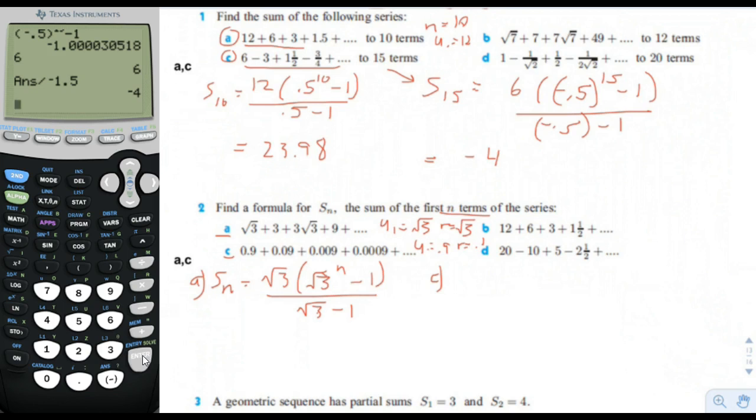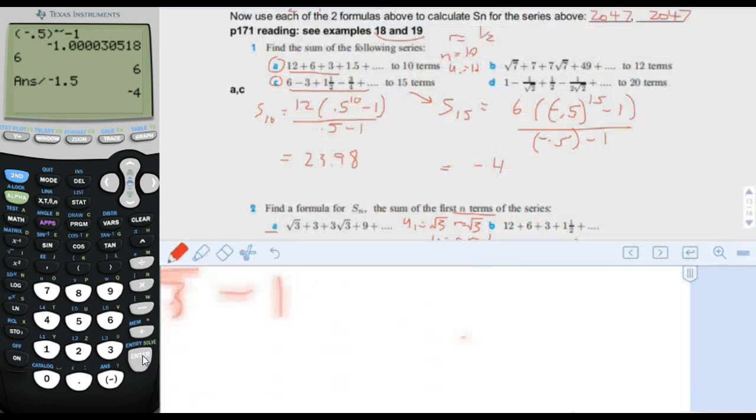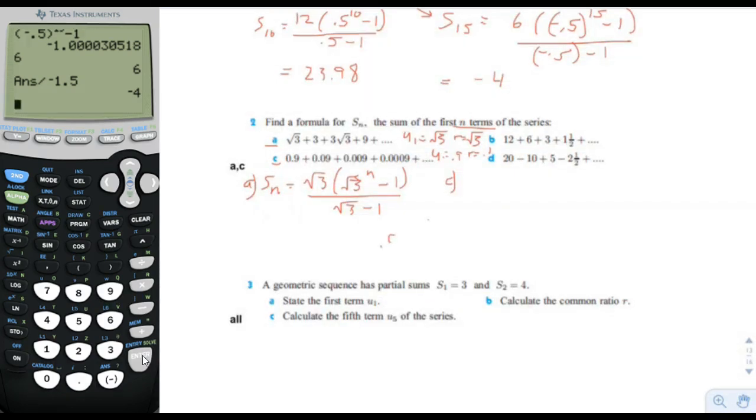If you wanted to figure that out, you could just do, okay, what's r? Well, you know that 0.09 is equal to u1 times r, which is equal to 0.9 times r. So r is equal to 0.09 divided by 0.9. And if you do that on your calculator, you'll see that that's equal to 0.1. Okay? Alright, so let's put all the data in. So u1 is 0.9.